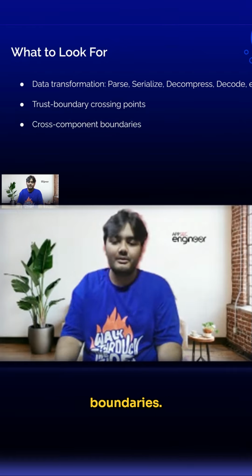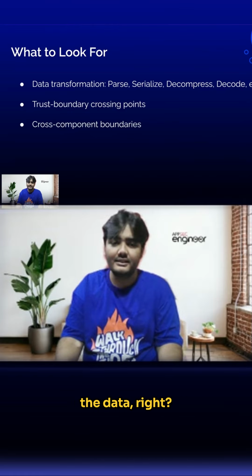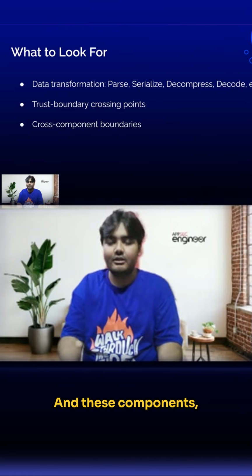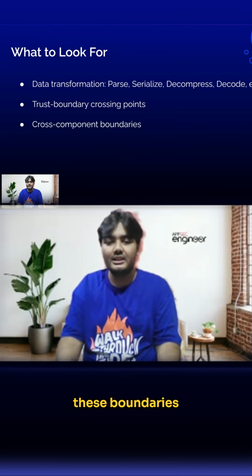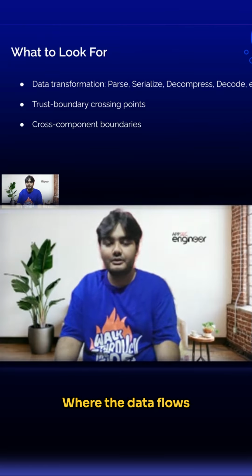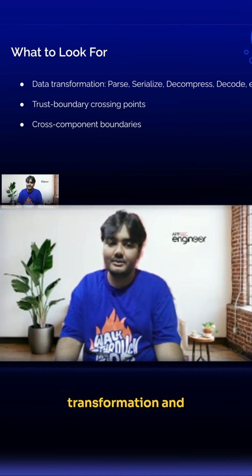Then cross-component boundaries. In many cases, we are dealing with microservices or monolithic architectures, whatever we are dealing with. In many cases, there are multiple different components which are processing the data, right? And these components are processing the data and transferring the data amongst each other for whatever business logic, processing, etc. You want to look at these boundaries where this happens, where the data flows from one component into an entirely different component. Another place for data transformation and potentially discrepancies.